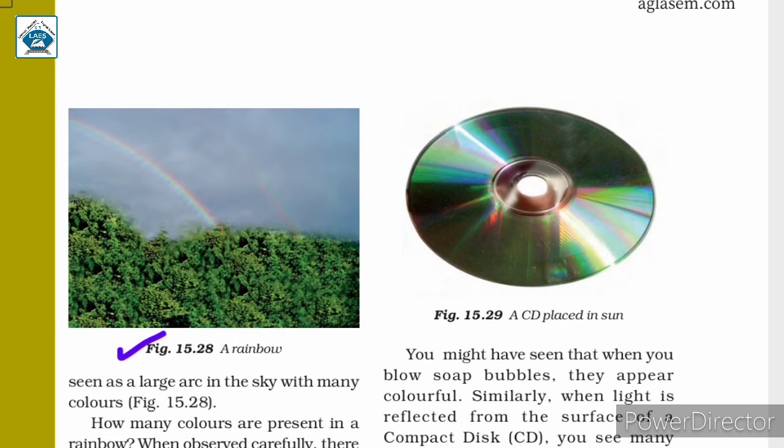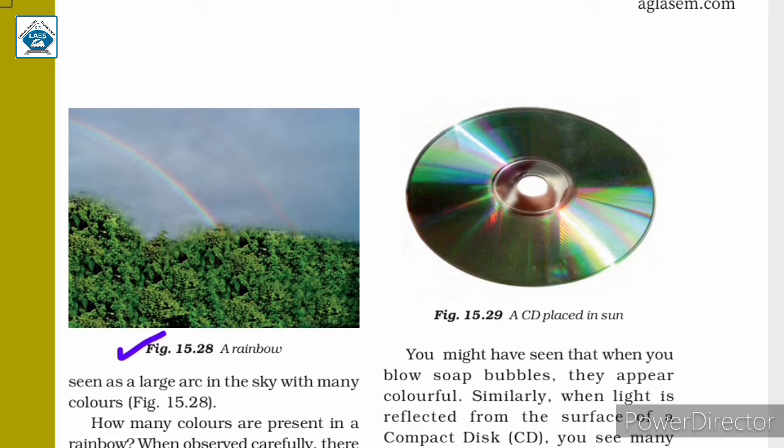Here in the figure you are given a rainbow. You all must have seen a rainbow in the sky. It is common after the rain. After the rain, when the sun is low in the sky, a rainbow appears. A rainbow is seen as a large arc in the sky. It has many colors in it. We know that there are 7 colors in the rainbow, and these colors are red, orange, yellow, green, blue, indigo, and violet.